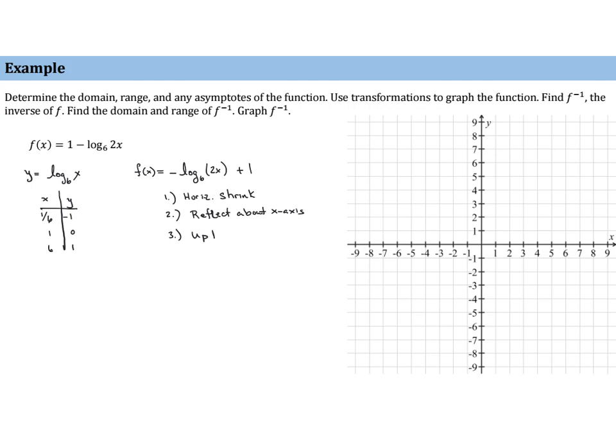Now, none of those move the vertical asymptote. If we set 2x equal to 0, we get x equal to 0. The domain, we set 2x to be bigger than 0, and we would get x is bigger than 0. So our domain is 0 to infinity. The range is going to be -infinity to infinity.